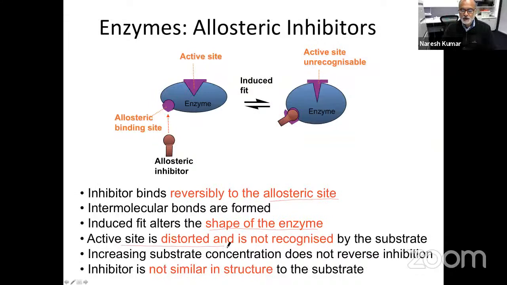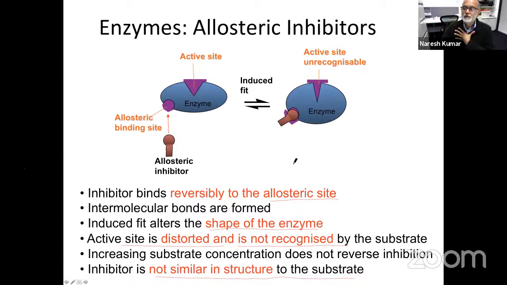And increasing the substrate concentration here does not reverse the effect because the inhibitor is binding at a different place. An inhibitor is not similar in structure to the substrate because it's binding at a different place. It has its own site. So the structure is not the same.